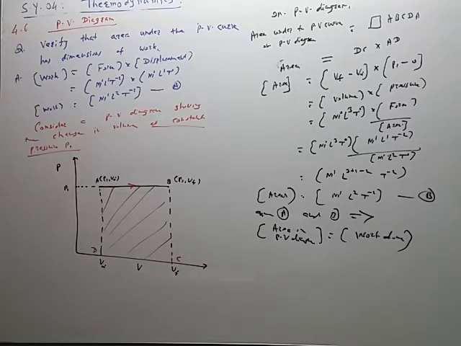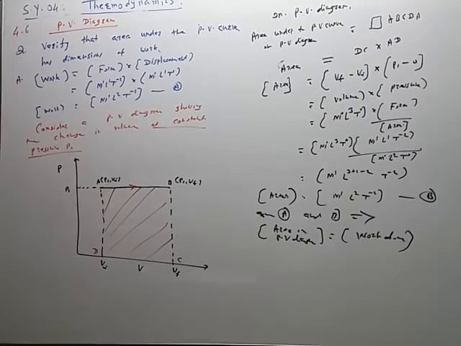So CD becomes 0, therefore area becomes 0, no work is done. So if volume is remaining constant, then work done is equal to 0. Volume expansion, work done is positive. Volume compression, work done is negative. So there are three cases. Work done may be positive, volume expansion. Work done may be negative, volume compression. And work done may be 0, volume remaining constant, like this. So these three cases can be used to explain the change in the pressure and volume coordinate of the system.